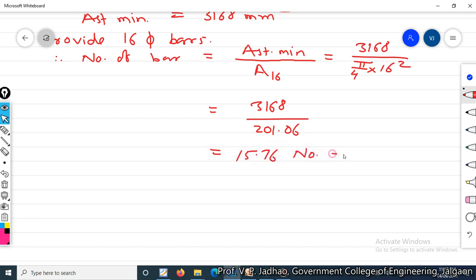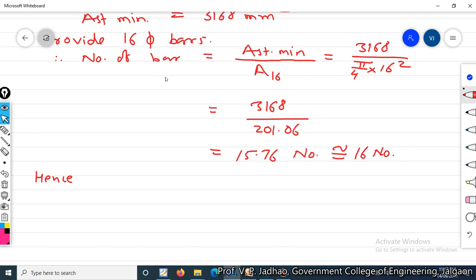Okay, so that is nearly equal to 16 numbers. So 16 numbers, 5 bars, 16 mm 5 bars. Hence, what we will be doing is, out of these 21 main steel bars, 5 bars can be curtailed from the point of contraflexure, say at a distance of 1.6 meter from both the ends.